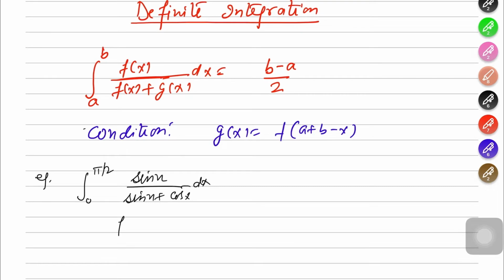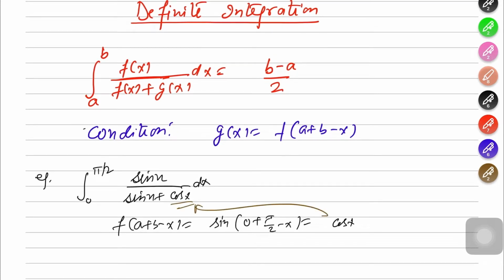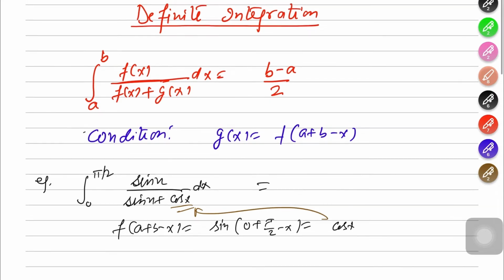So basically f(a plus b minus x) is sin of (0 plus pi by 2 minus x), which is nothing but cos x, and which is clearly the other function. So that's why we can directly use it, and it says (pi by 2 minus 0) by 2, that is pi by 4.